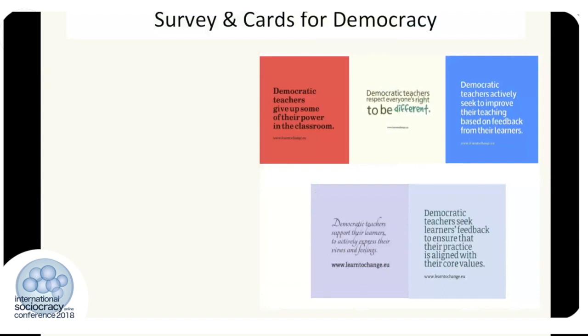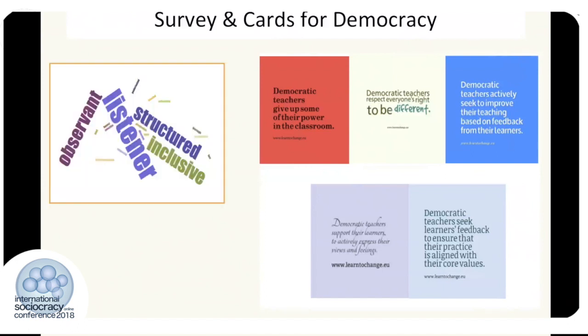I also used the Cards for Democracy, which are cards that our association developed. They're free, by the way. If you want to go on the site, you can download them. And these are for teachers. So you see, democratic teachers seek learners' feedback. Democratic teachers actively improve their teaching based on this feedback. They accept that everyone has the right to be different, or they give up some power in the classroom. Out of the 60 cards that we have, I chose these 5 cards as a reminder of what I was trying to achieve.